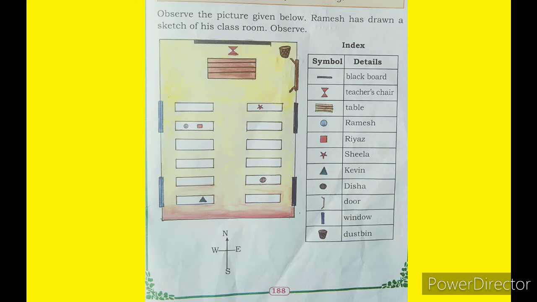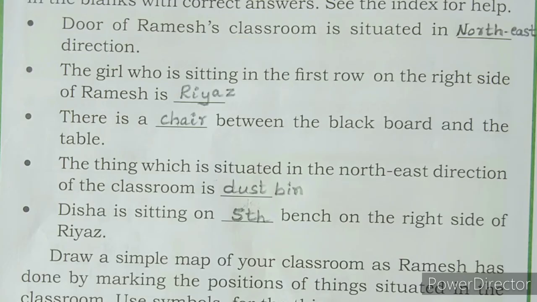Okay. Turn to page number 189. Ramesh has marked his place on the second bench, which is on the right side. Now look at the picture and fill in the blanks with correct answers. See the index for help.